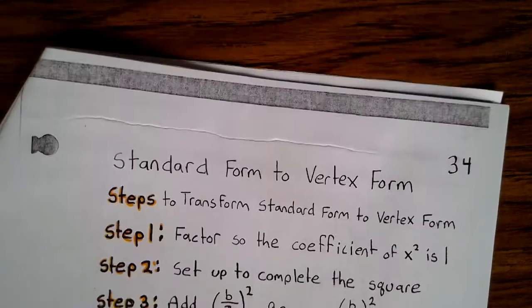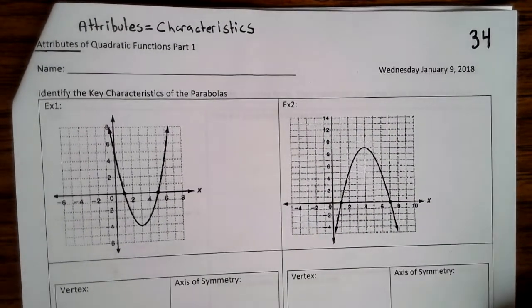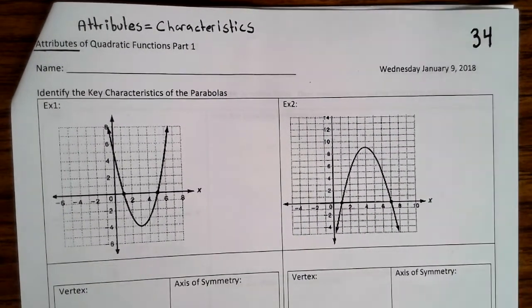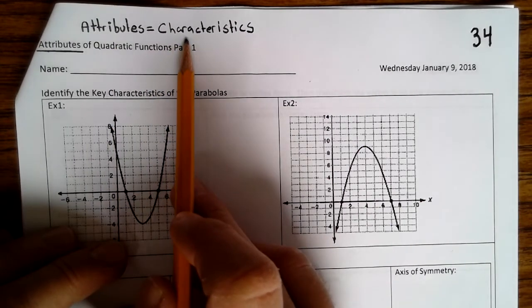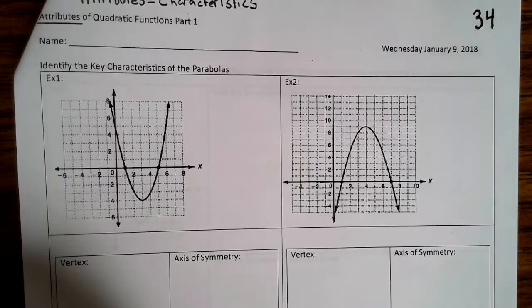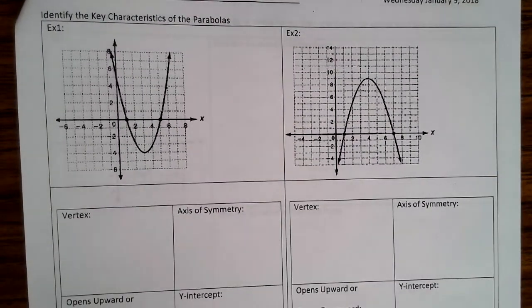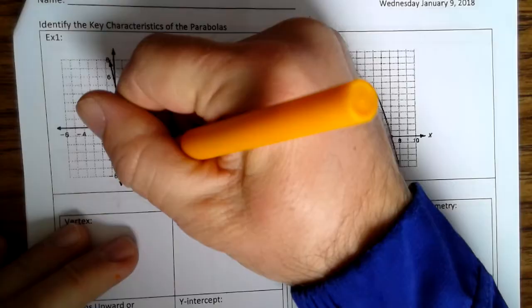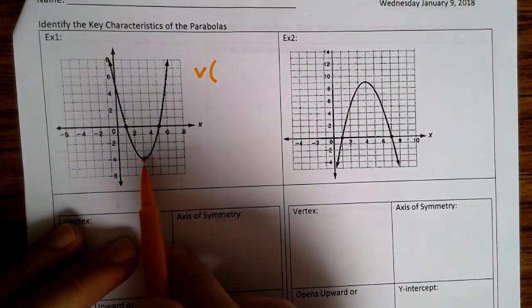All right. Now let's take a look at the examples. Here it says attributes of the quadratic function part 1. Attributes is also another way of saying characteristics. Okay, identify the characteristics of the parabola. All right, so the first thing we want to do is identify the vertex. So in this case, the vertex is 3, negative 4.